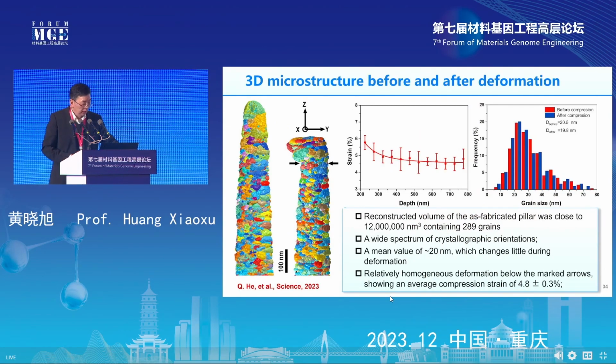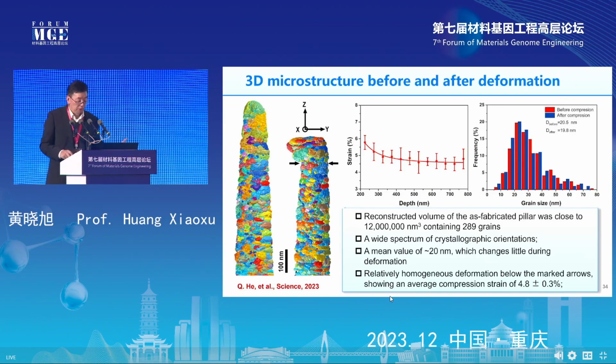For this part, the deformation is roughly 5%. They're not completely uniform because there's a tip angle along the sample height. And anyway, the compression strain range is pretty narrow, around 5% on average.